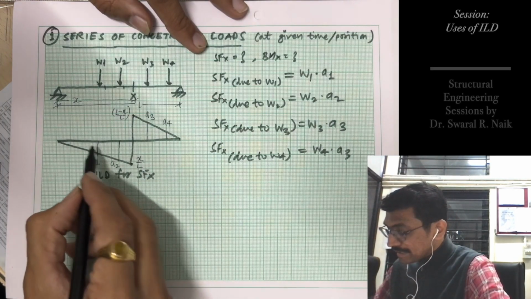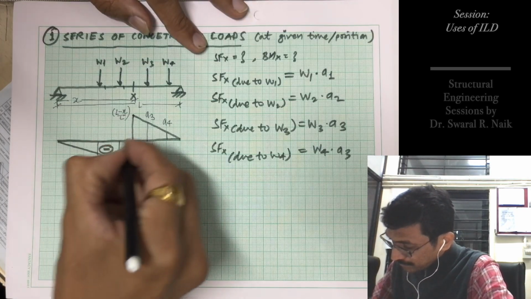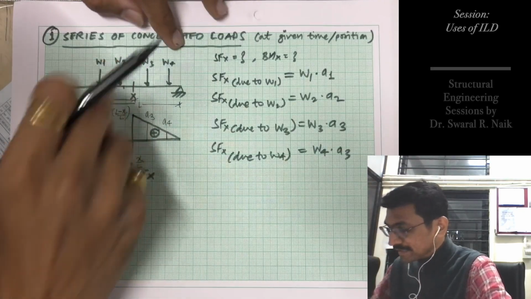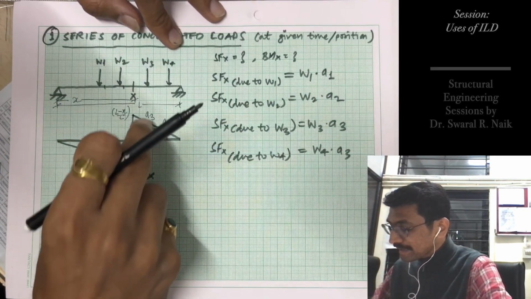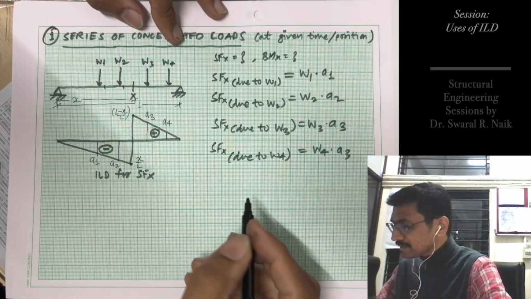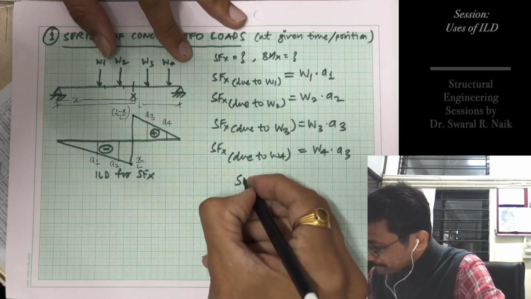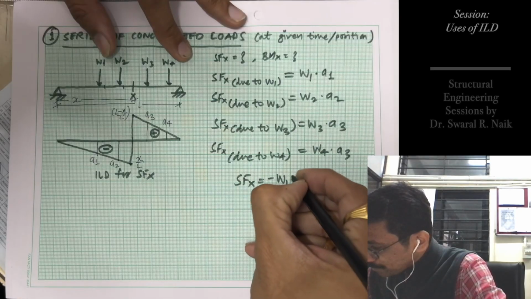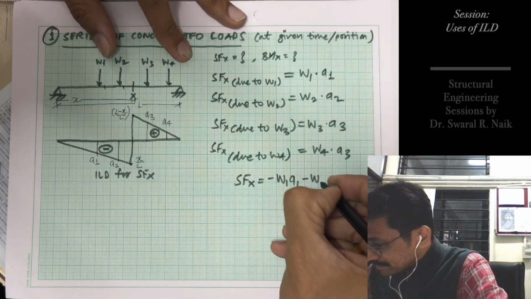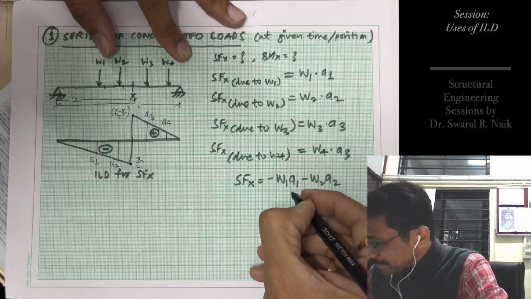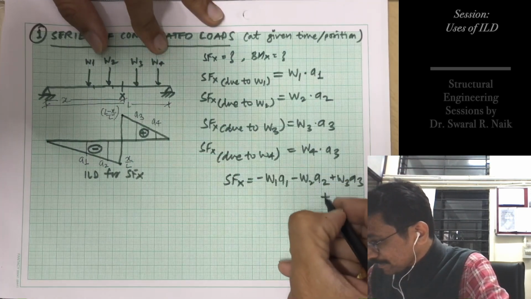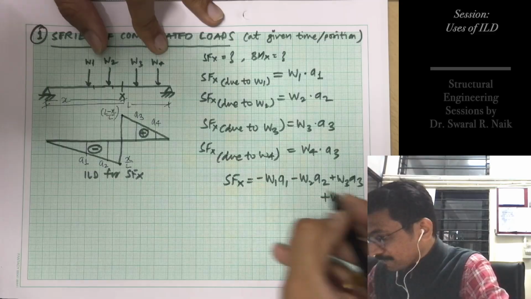Now we can see that in this diagram, this is minus, this is plus. So our A1 and A2 ordinates in this case will come as negative, and our A3 and A4 ordinates will come positive as seen from the figure. So total SF at X is nothing but minus W1 A1 minus W2 A2 plus W3 A3 plus W4 A4.